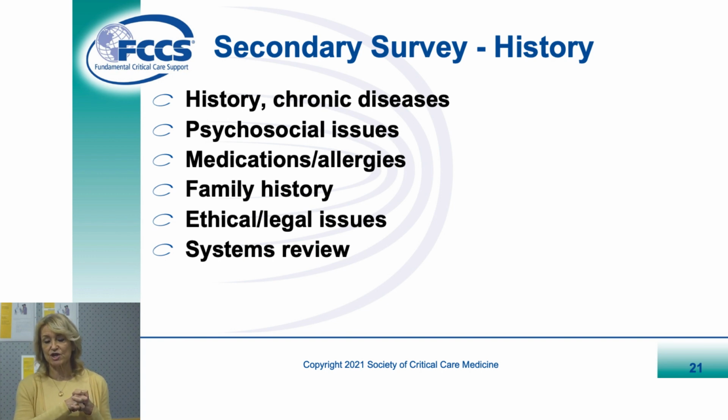You can go through the chart, look through the chronic history, chronic illness, any psychosocial issues. Very important to document medications started and stopped recently. Any allergies, super important. Family history. Under legal and ethical issues, I would put code status. Who is their temporary substitute decision maker? Is that person immediately available? And then a systems review.